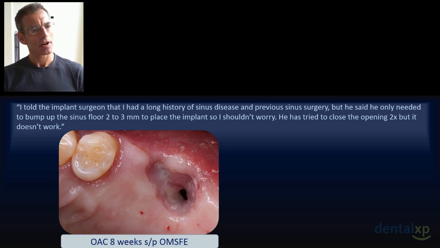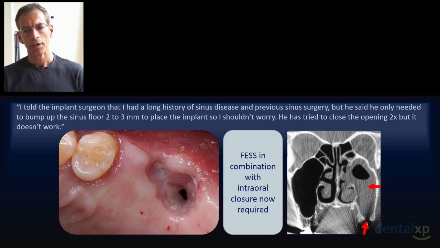This patient sat in my chair and told me, I told the implant surgeon that I had a long history of sinus disease and previous sinus surgery, but he said he only needed to bump up the sinus floor 2 to 3 millimeters to place the implant, so I shouldn't worry. He has tried to close the opening 2 times, but it doesn't work. It can't work. You cannot close an oral antral fistula if there is active sinus disease. This patient must be taken to the OR, have functional endoscopic sinus surgery in combination with intraoral closure of the fistula.